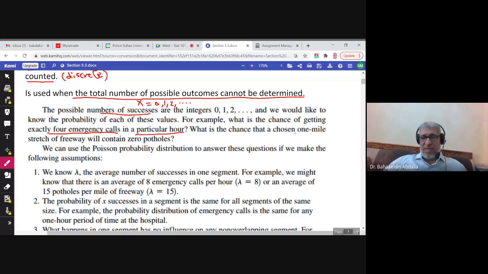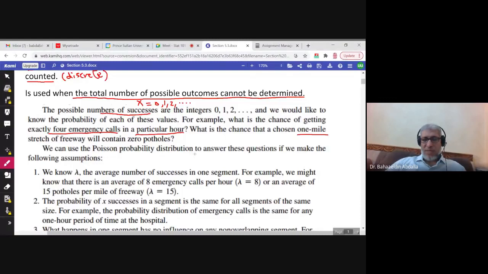Also, what is the chance that a chosen 1 mile stretch of freeway will contain 0 potholes? Notice that here a particular hour is the segment, the interval of time. Also here 1 mile is the segment of space. We are always talking about a segment of time or space. Either the stretch of freeway contains potholes, or it doesn't contain potholes.